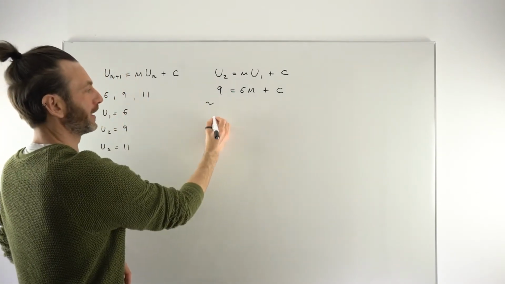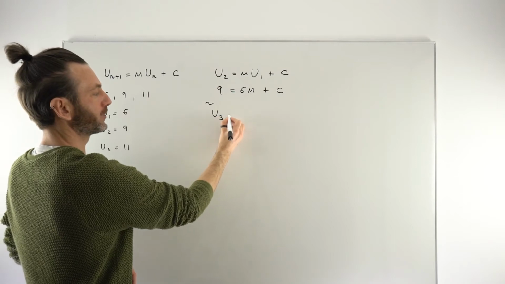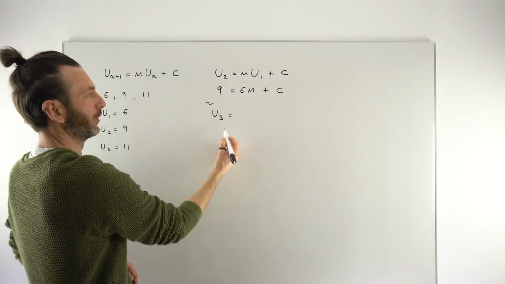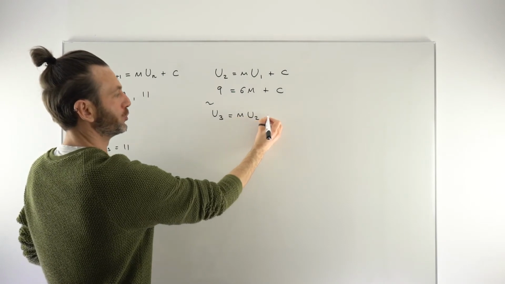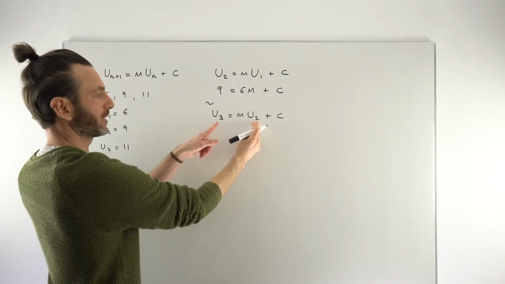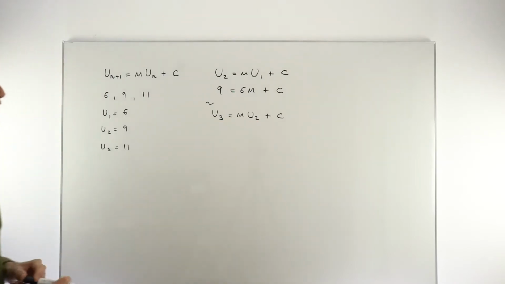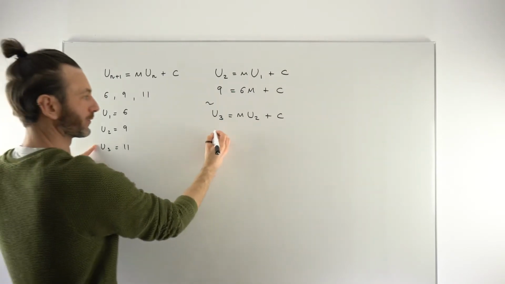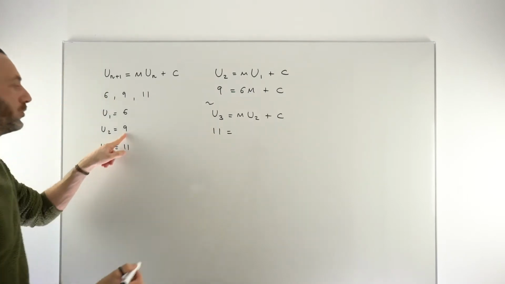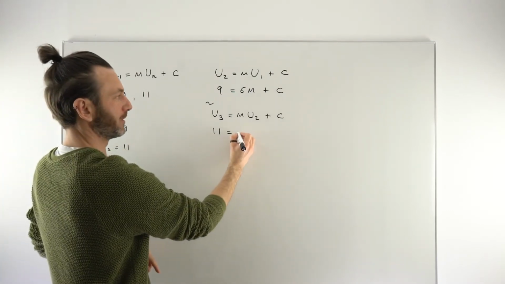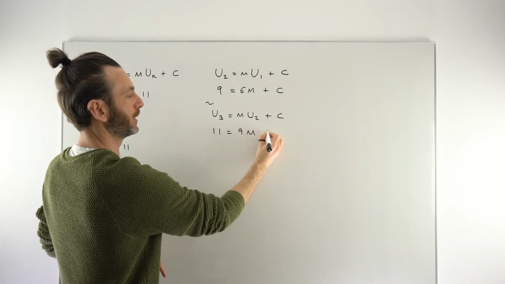Going to do the same thing now with u3 and u2. So the bigger subscript always goes on this side. So u3 is going to equal m times u2 plus c. Again, just keeping that difference of 1 between those subscripts. So plugging in our numbers for u3 and u2, we get 11 equals m times u2. u2 is 9, so that's going to be 9m plus c.